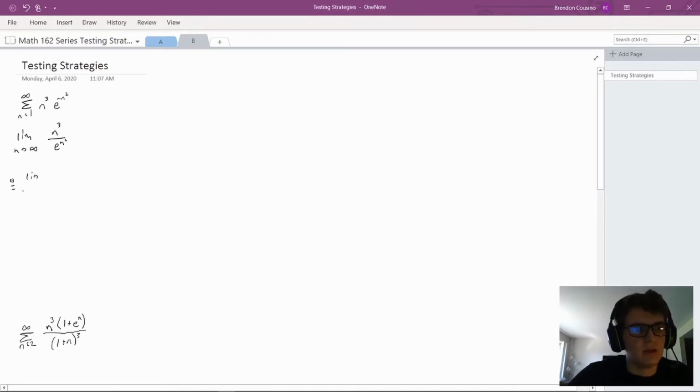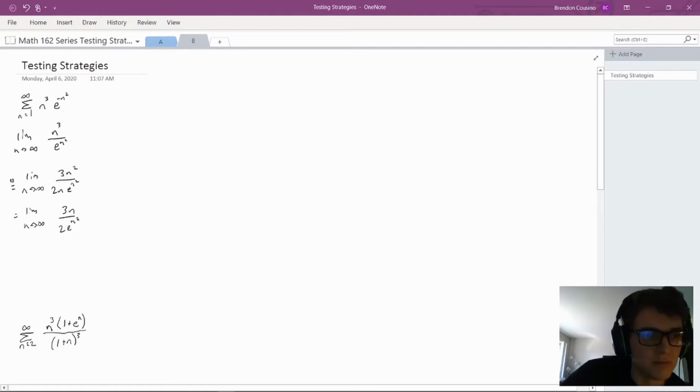This is going to be the limit as n approaches infinity of 3n squared divided by 2n e to the n squared. Some n's cancel out, so it's going to be 3n over 2e to the n squared. Now we can try plugging in infinity again, but it looks like we're still going to get infinity over infinity. That tells us we can use L'Hopital's rule again.